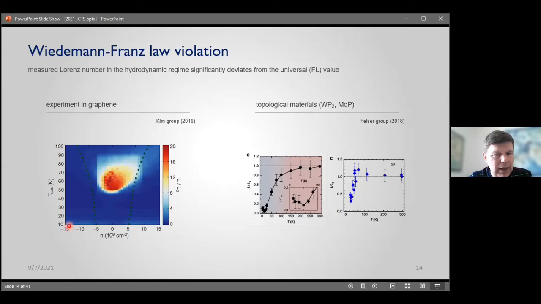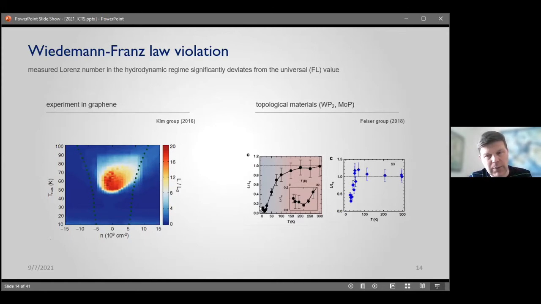Now, it turns out that outside of that region, for example at high densities, in doped graphene, you see this deep blue, which is not so easy to see on this plot, but corresponds to zero. In fact, the Lorentz number in doped graphene is very, very small. So the Wiedemann-Franz law is violated there as well.